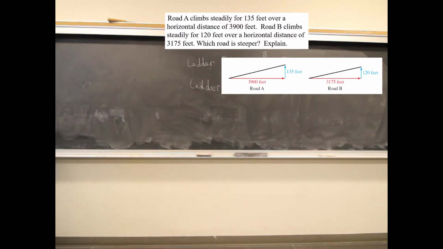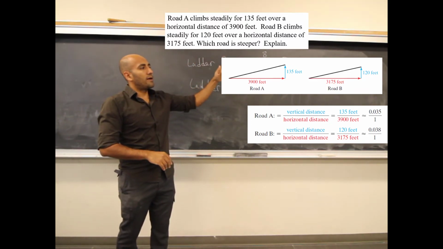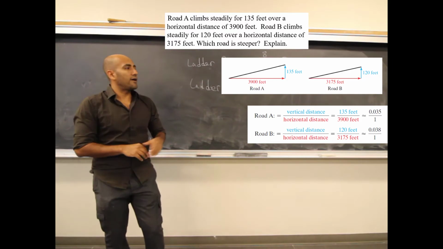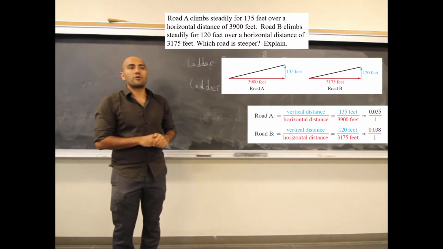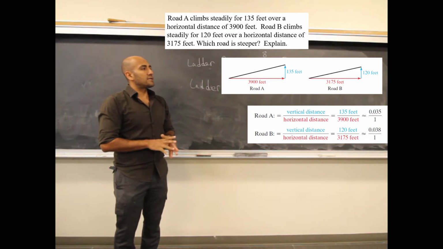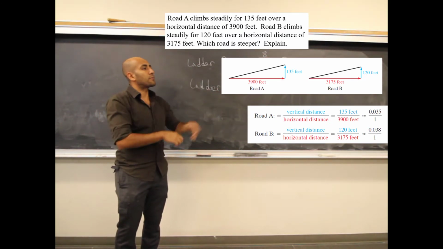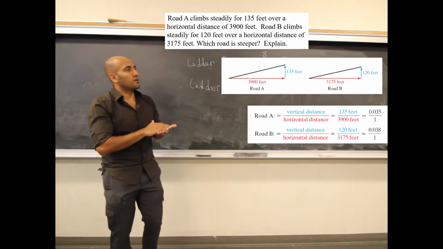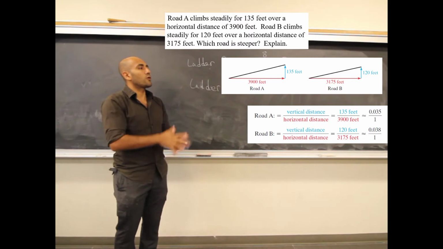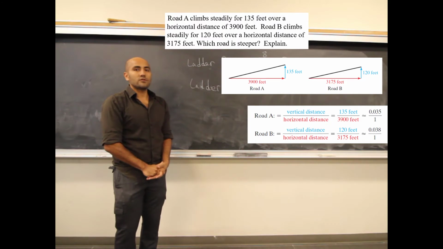So if we get our calculator, this is what we get. It's going to be 135 divided by 3,900. We get 0.035. It's going to be 120 divided by 3,175. We get 0.038. And so which one is the steepest road? Road B, right? We get a slightly larger number. Larger numbers mean it's steeper. So 0.038 is a little bit larger than 0.035. So road B is just a little bit steeper than road A. Good? Any questions, comments, issues?